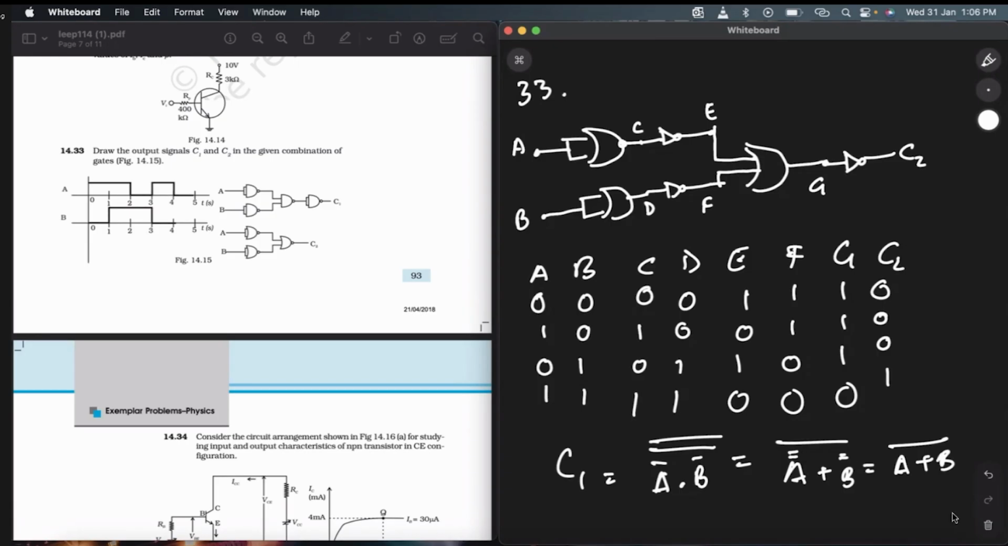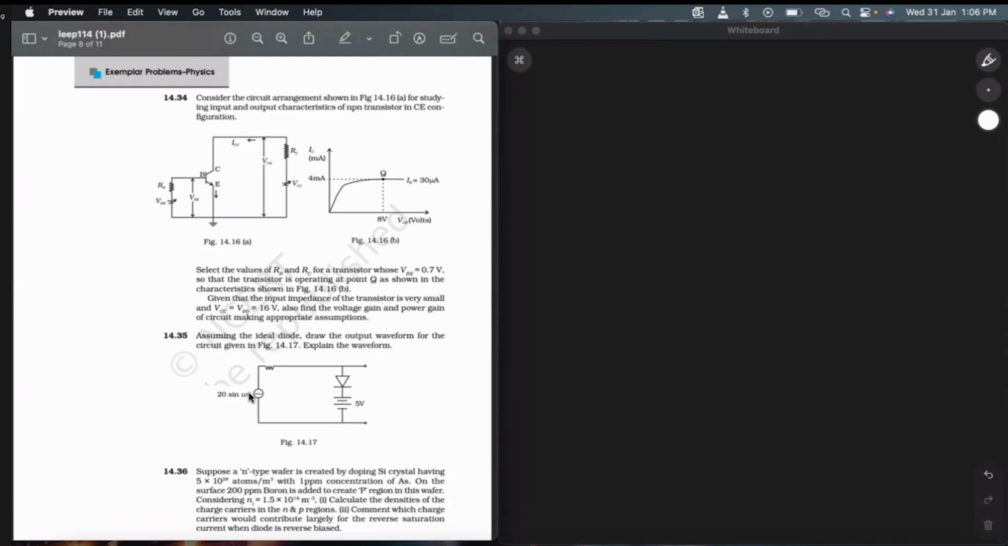Alright, moving onwards, I have question number 34. Consider the circuit arrangement shown for studying input and output characteristics of an NPN transistor in CE configuration. Select the value of RB and RC for a transistor whose VBE is 0.7 volt so that the transistor is operating at point Q as shown in the characteristics. Now I'm just doing the solution. You can already see the circuit and the characteristic graph over here.